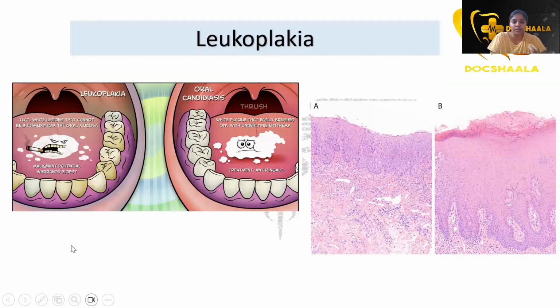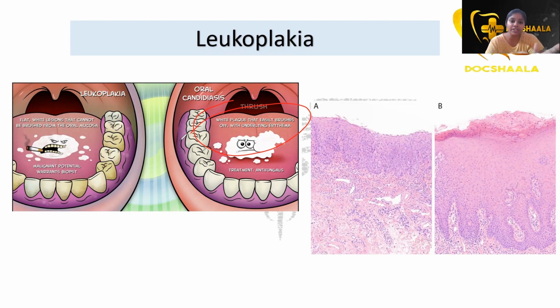One more thing: the differentiation between the white patches we see in oral candidiasis and those we see in leukoplakia. In oral candidiasis, the white patch gets rubbed off easily and underlying erythema can be seen, whereas in leukoplakia, the white lesion cannot be rubbed off.